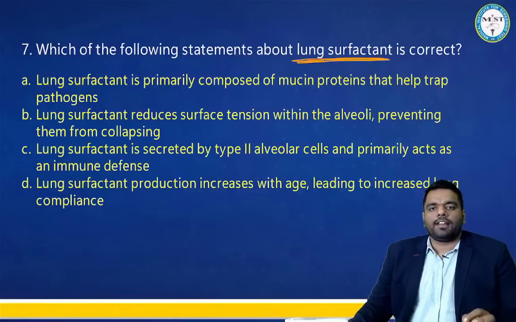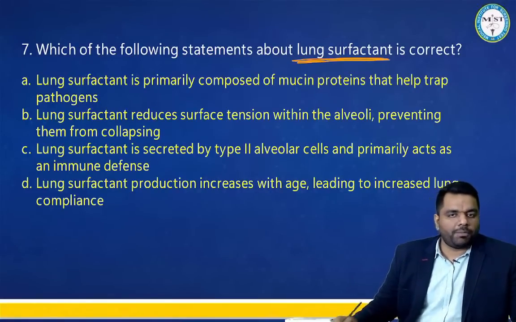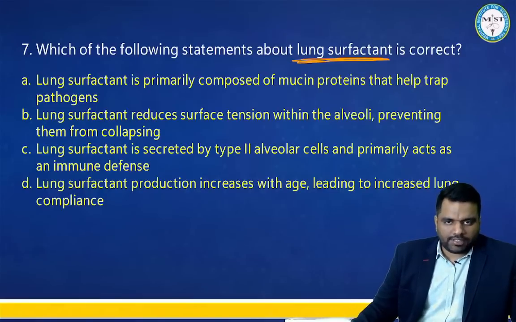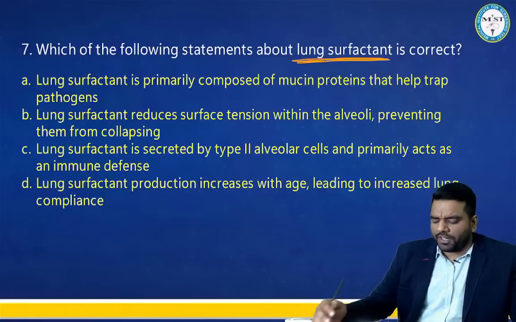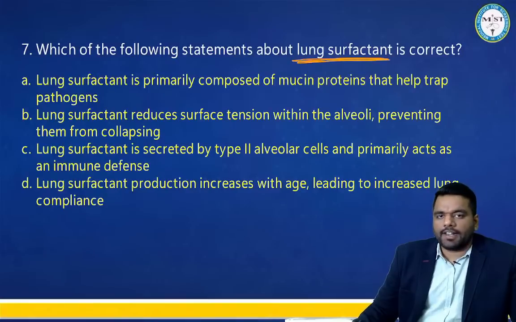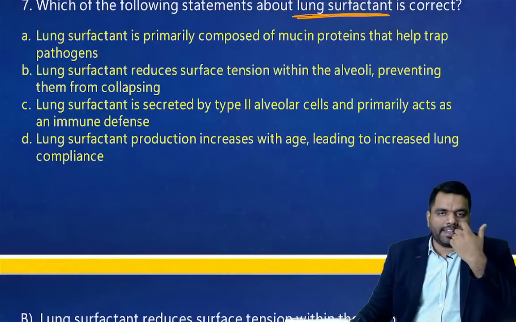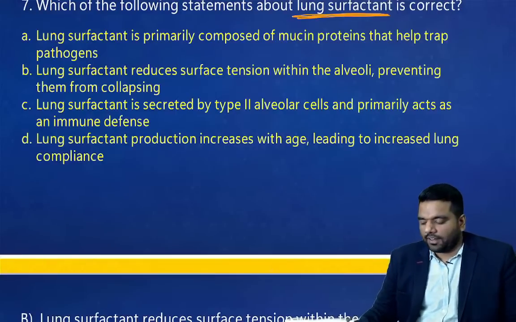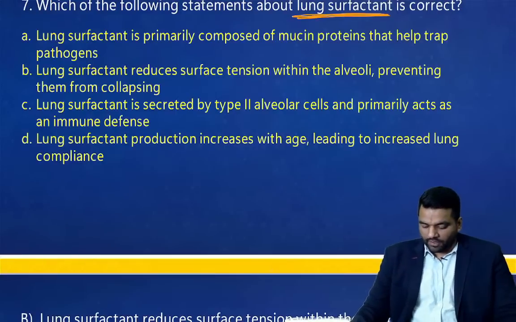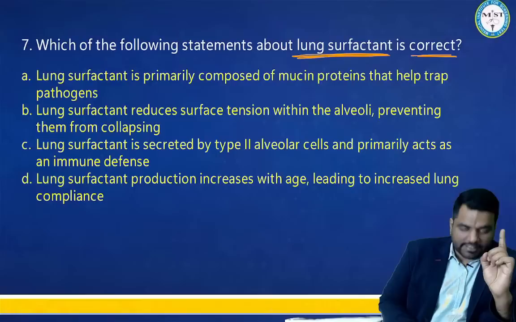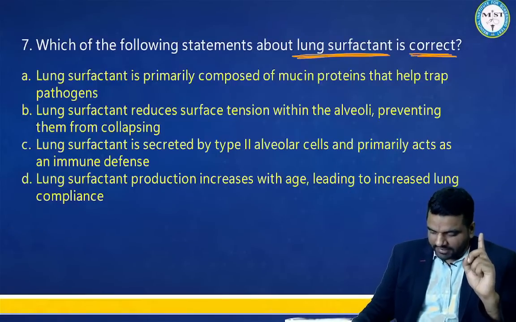Option A, that lung surfactant is primarily composed of mucin proteins that help trap the pathogens. Option B, that lung surfactant reduces the surface tension within the alveoli and prevents them from collapsing. Option C, that lung surfactant is secreted by the type 2 alveolar cells and primarily acts as an immune defense. Option D, that lung surfactant production increases with age leading to increased lung compliance. Yes, beta. So it is asking the correct statement. First of all, just see, this is asking the correct statement, not the wrong statement. What is the correct statement?